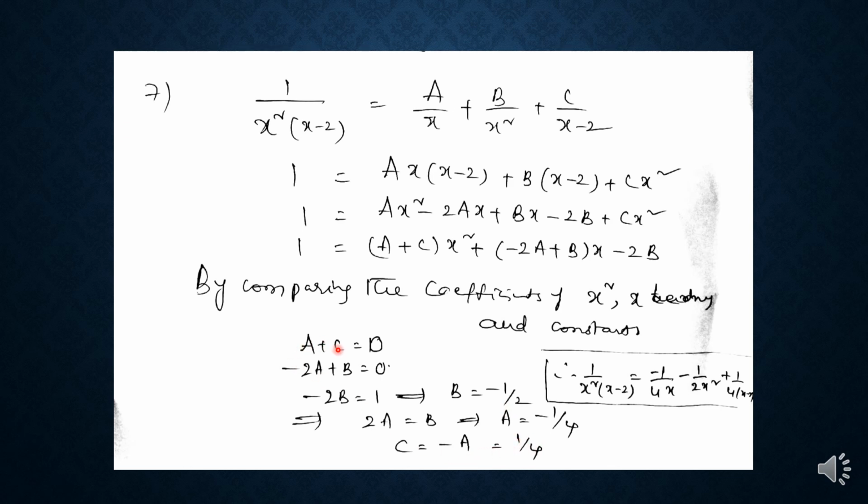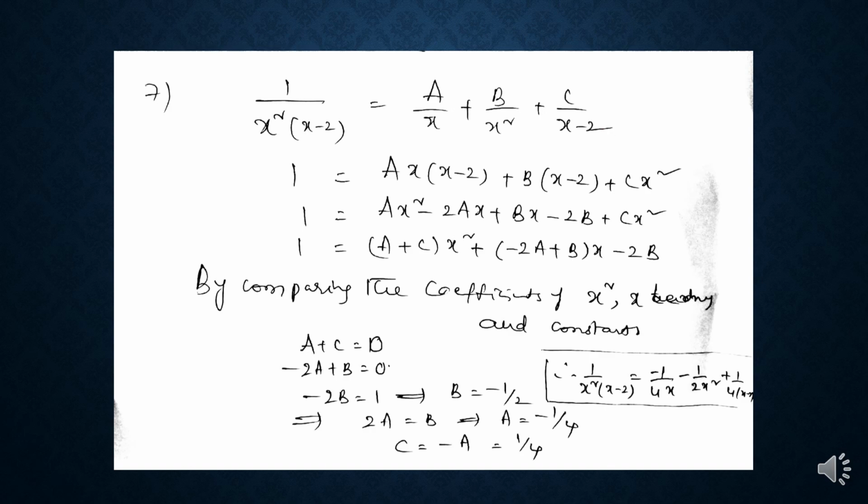Similarly, c is equal to minus a, that is c is equal to 1 by 4. Thus, we get the value of a is equal to minus 1 by 4, b is equal to minus 1 by 2 and c is equal to 1 by 4. Now substituting these values in the first equation, 1 by x square into x minus 2 can be written as a sum of three fractions, that is minus 1 by 4x minus 1 by 2x square plus 1 by 4 into x minus 2.